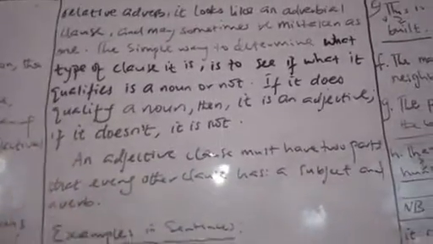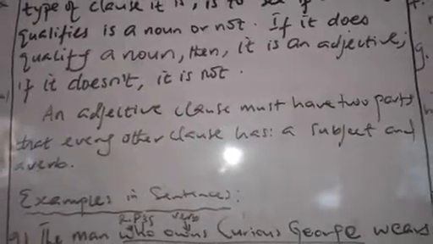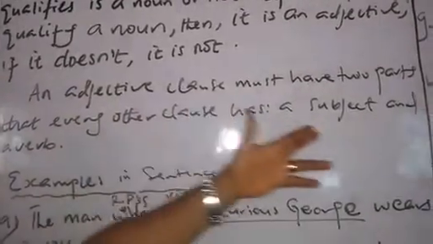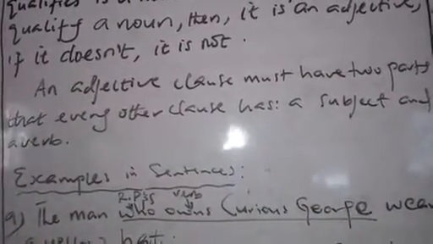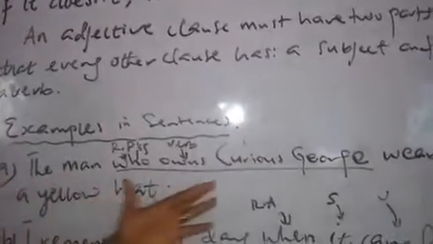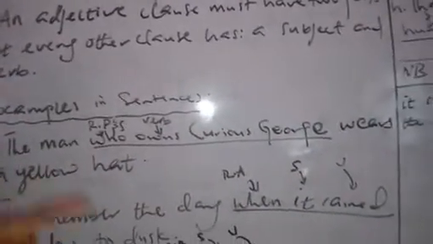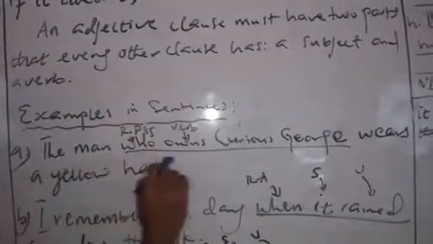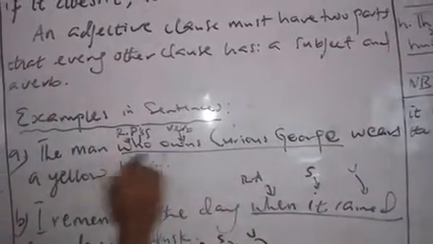Okay? An adjective clause must have two parts, just like every other clause. And what are the two parts it should have? It should have a subject and a verb. Okay? Look at the examples we have down here. The man who owns Curious George wears a yellow hat. Who owns Curious George is a dependent clause here.